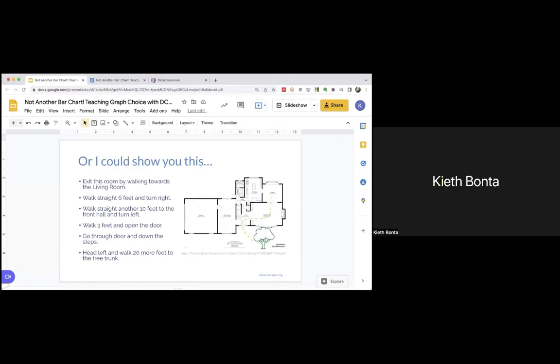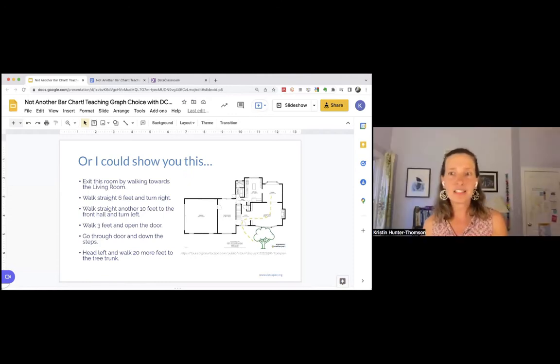Whereas if I were to show you this, then you could more quickly get to what it is I'm trying to tell you. What is it that you are going for, or that I am going for in trying to teach you this?